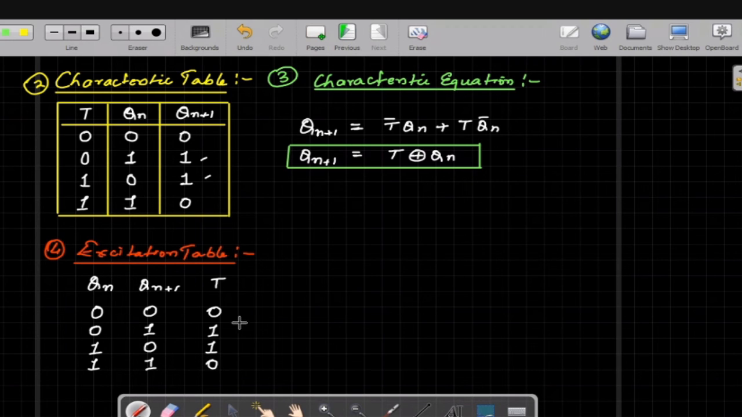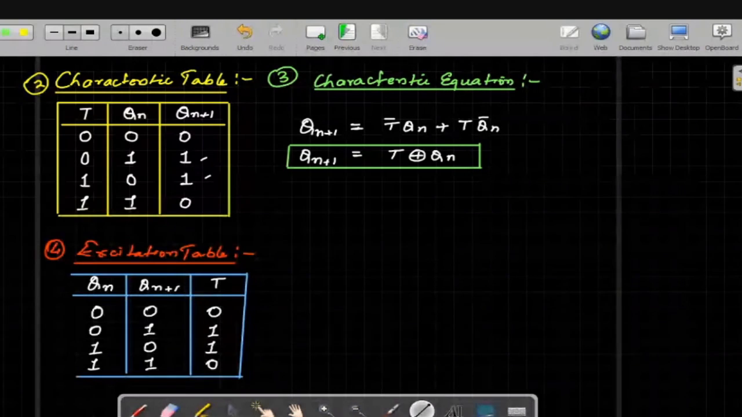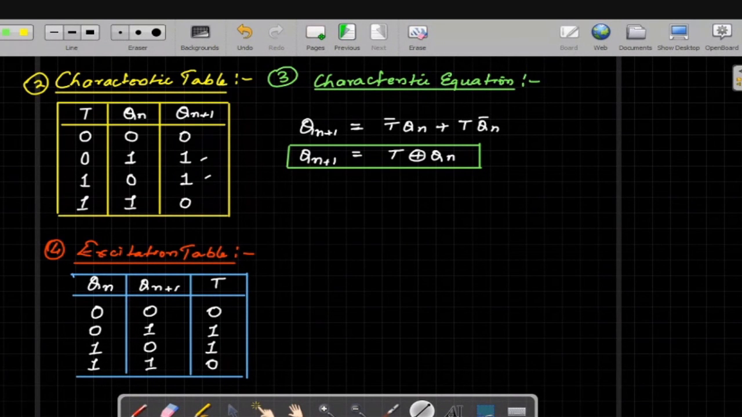So this is my excitation table. Okay. All right. So let me frame it in a tabulation form. These tables are very important, and this concept is very important to understand all the flip-flop operations.